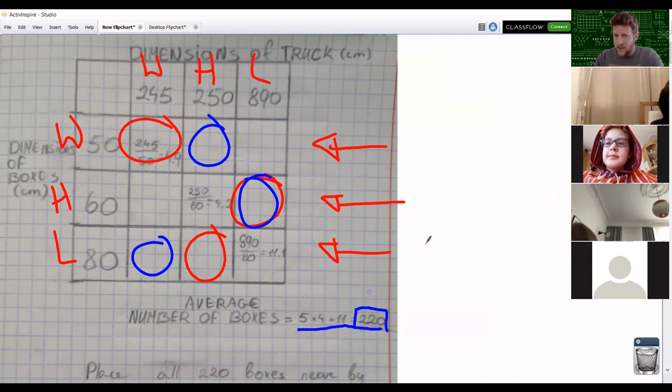So that's super useful. I'd like to see thumbs. Do you guys see and understand? Do you agree this person, if they filled in the box, would have all possible ways we could pack the truck?